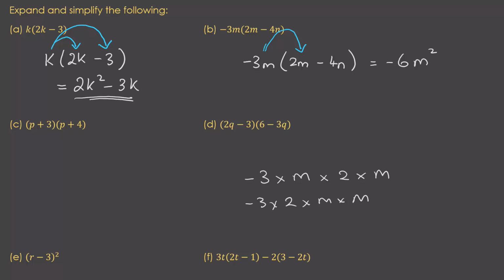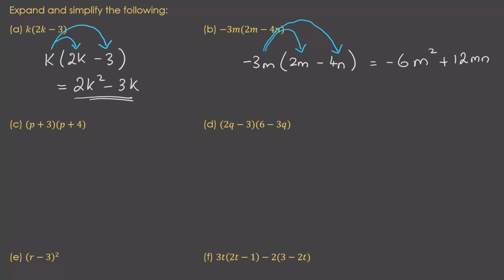Then we have to do this multiplication. Note we're doing a negative times a negative, so that's a positive. 3 times 4 is 12. M times n is just written as mn.